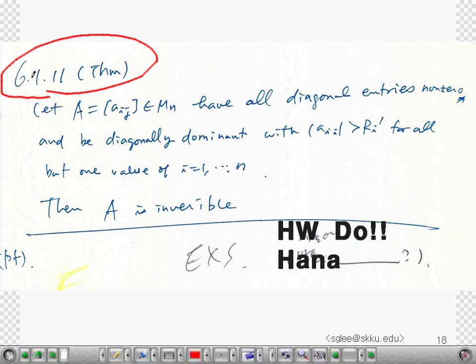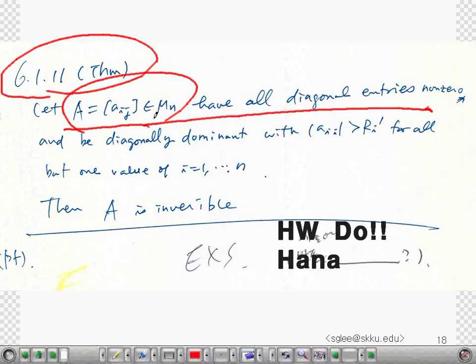And theorem 6.1.11: A has all diagonal entries non-zero. So all the diagonal entries of A are non-zero, and A is diagonally dominant with this condition.